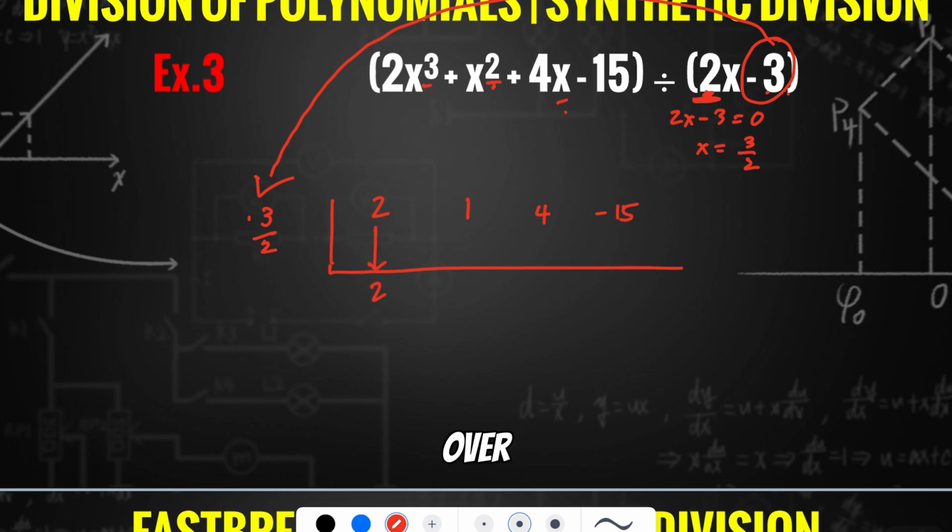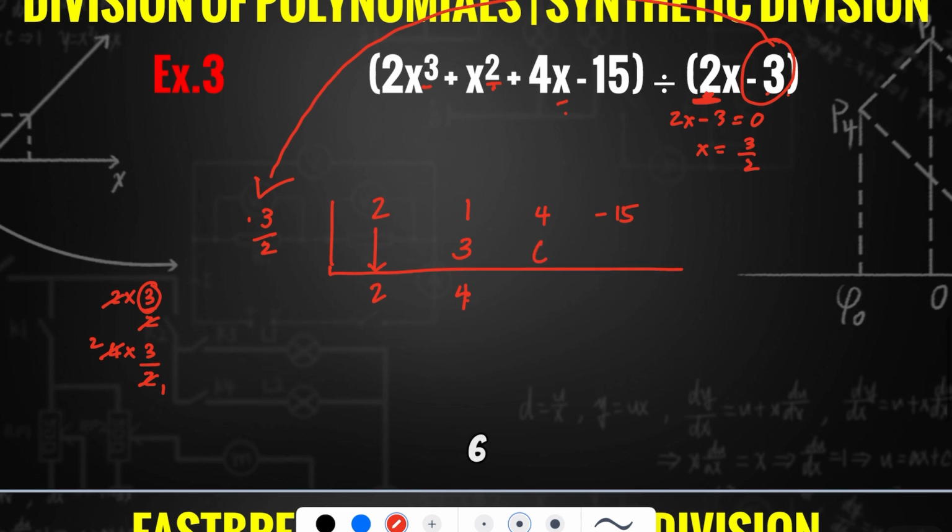Okay, bring down 2. 2 times 3 over 2. Okay, so 2 times 3 over 2. Okay, cancel, cancel. 3. 3 plus 1, 4. 4 times 3 over 2. Okay, I'm just writing it here for your visual. Cancel. 2. 2 times 3, 6. 6 plus 4, 10. 10 times 3 over 2. Okay, cancel. 5. 5 times 3, 15.